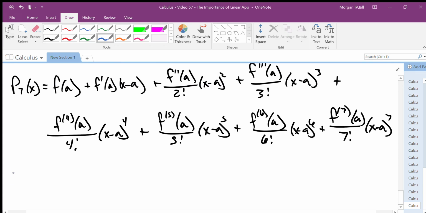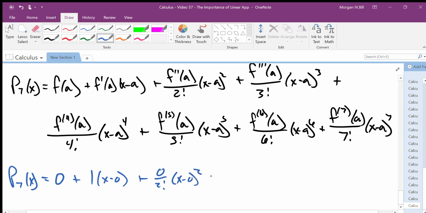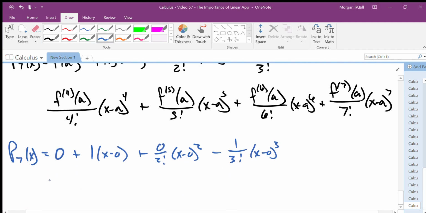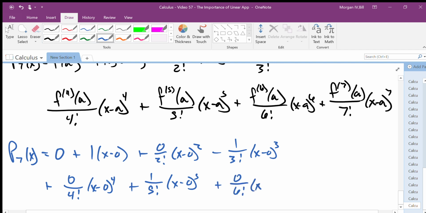We get this. P7 of x is equal to 0 plus 1 times (x minus 0) plus 0 over 2 factorial (x minus 0) squared minus 1 over 3 factorial (x minus 0) cubed plus 0, the fourth derivative is 0, over 4 factorial (x minus 0) to the fourth plus 1 over 5 factorial (x minus 0) to the fifth plus 0 over 6 factorial (x minus 0) to the sixth minus 1 over 7 factorial (x minus 0) to the seventh.